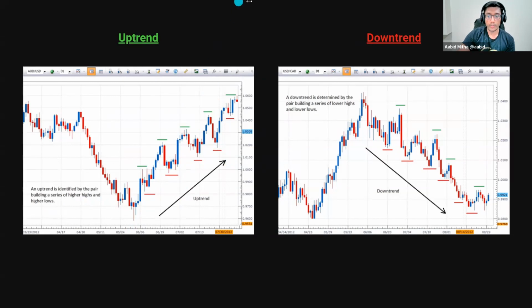Now, when it comes to a downtrend, it's exactly the same, except the opposite. We have lower highs and lower lows. You can think of this as going down a staircase, right? We're going from here to a lower high, lower high, lower high, lower low, lower low, lower low, and so on. And we can see the direction that is forming is a downward direction, or a downtrend. And in this case, it is an upward direction, or an uptrend.